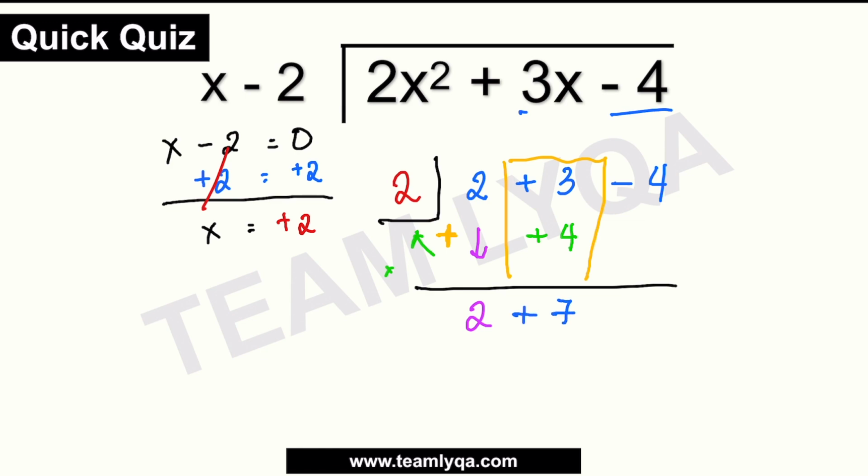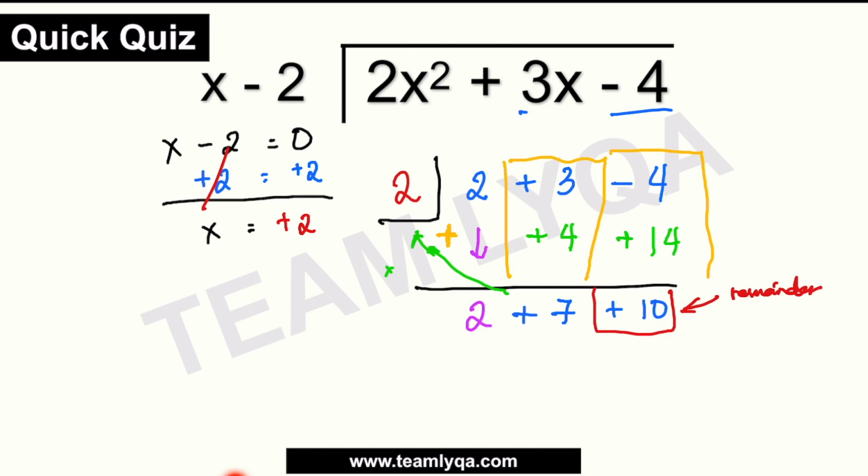Next, ito, imumultiply din natin, 2. So, 7 times 2 is positive 14. Susulat natin yung positive 14 dito sa ilalim. I-add natin siya dito sa negative 4. Ang kalalabasan nito ay positive 10. Okay? Now, ang sabi natin yung huling number ay ang ating remainder. So, yung plus 10, ito yung ating remainder.